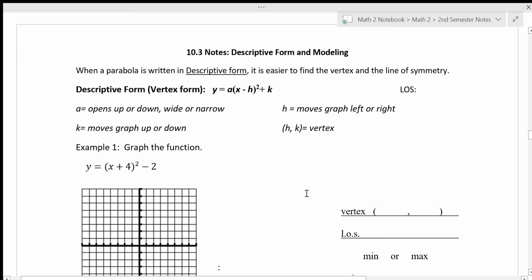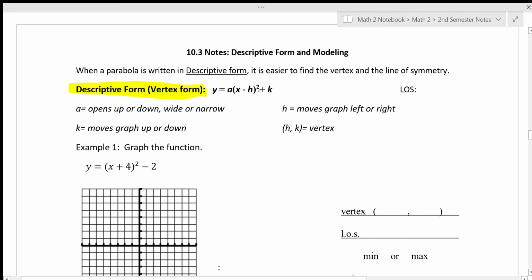Alright, so we're going to learn a new form of our quadratic equations. It's called descriptive form or vertex form. Okay, so right here, descriptive form, vertex form, highlight that please. When an equation is written in descriptive form, we can identify the vertex pretty easily, and then some other characteristics of the graph.